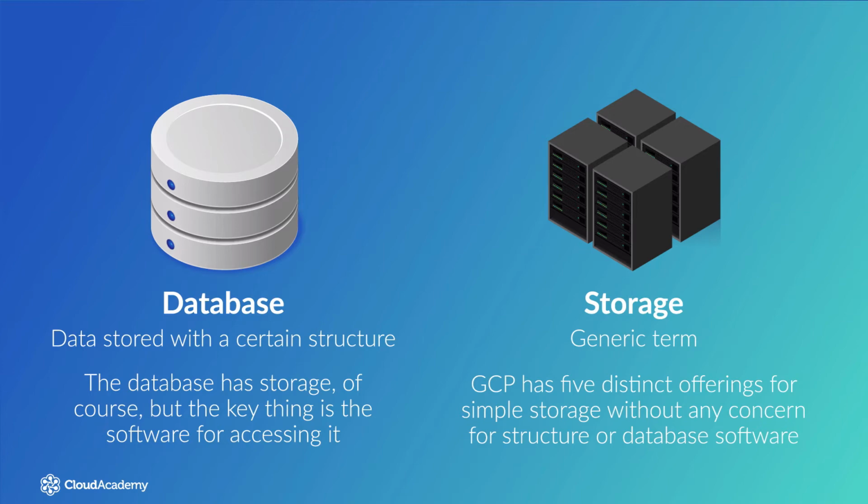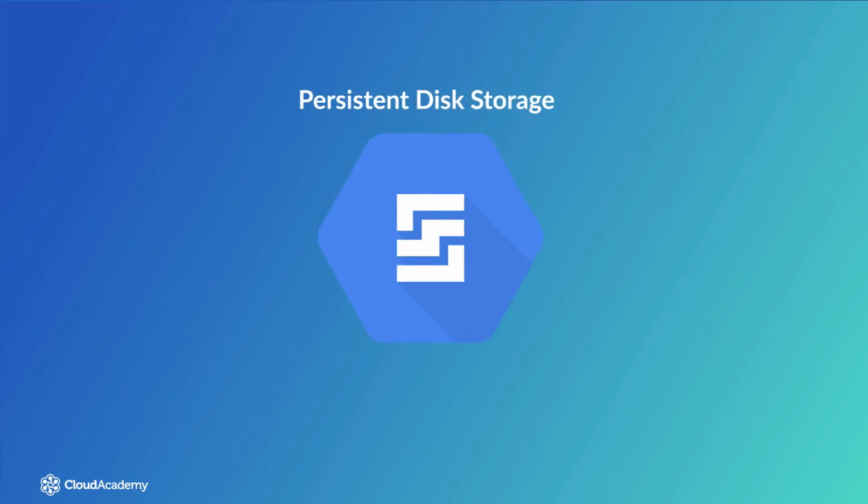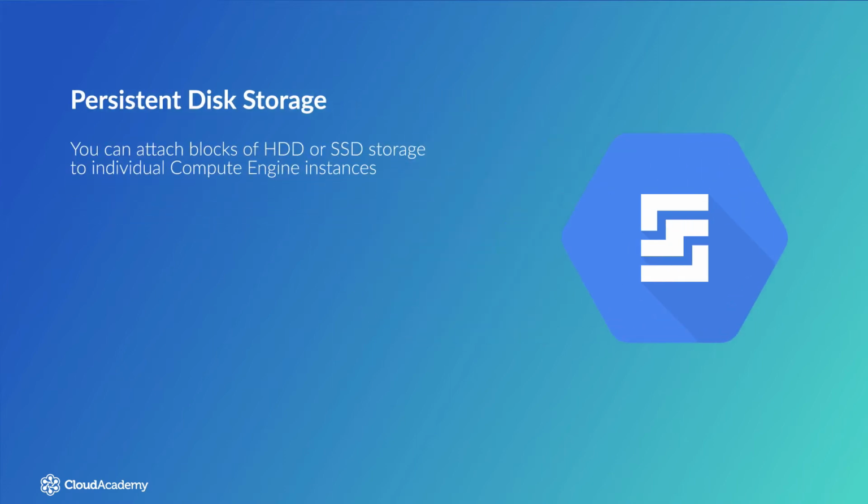So as mentioned, the first is VM attached persistent disk storage. Now this is analogous to an Amazon EBS volume. This is a block of HDD or SSD storage that's attached to individual Compute Engine instances. Now this is a great solution if you're doing a monolithic app on a single server and you need all of your data in one place, possibly a database engine running on that instance.